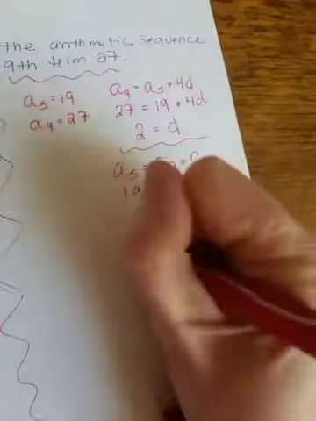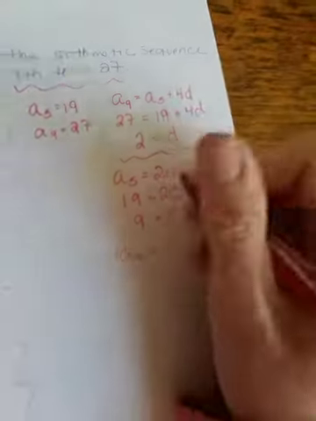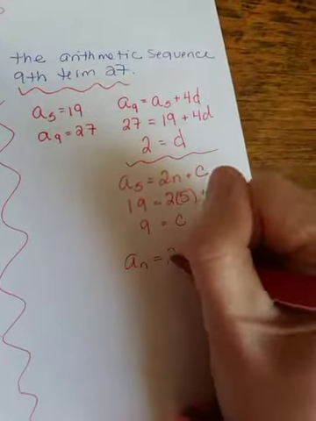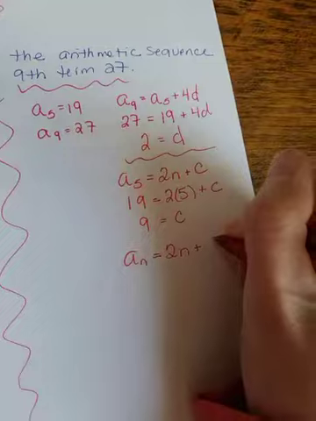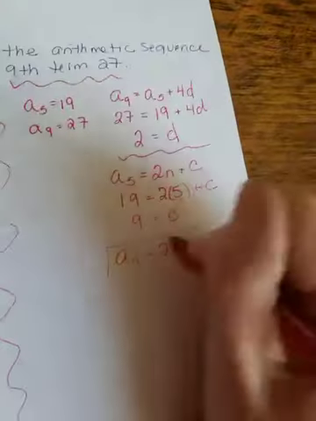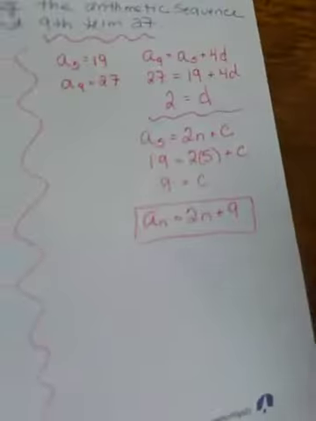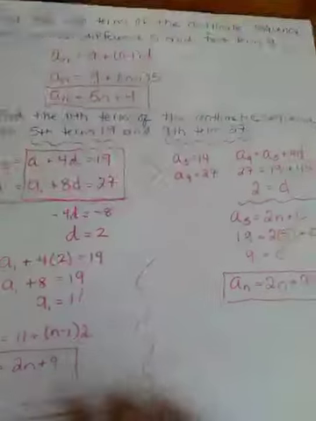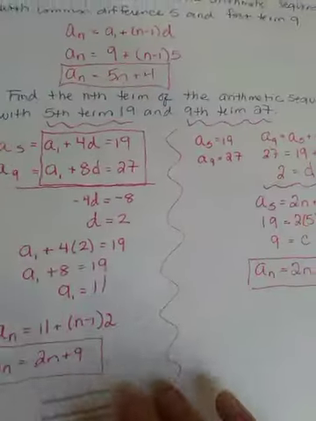So what does that mean? A sub n is equal to my d, which was 2n, plus my c, which was 9. It's another way to get that equation. So either way, I showed you both there.